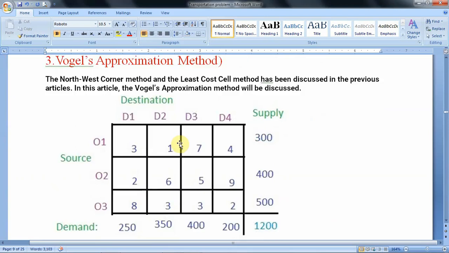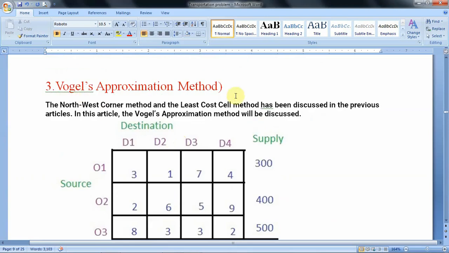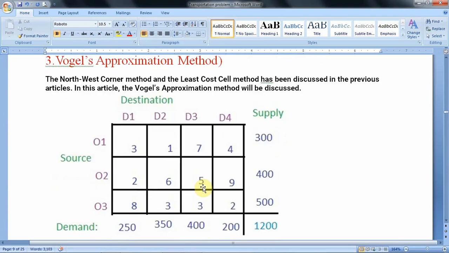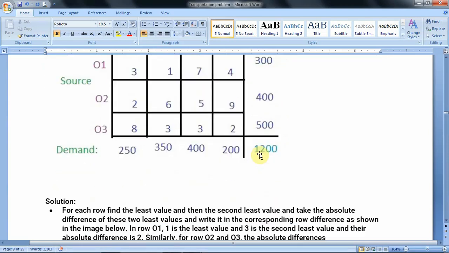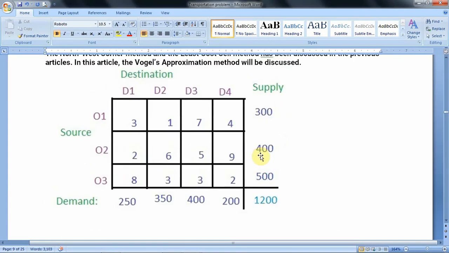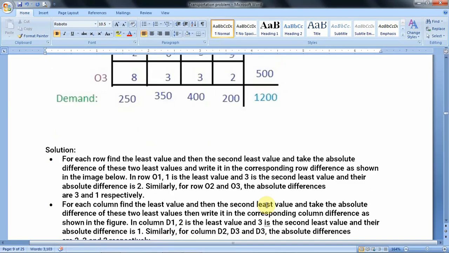Next, we go to the third method, that is Vogel's approximation method. This is also a very important method, and it is the predominant method compared to the remaining methods. So how to solve by Vogel's approximation method? This is also known as the penalty method. Now this is the same problem, and it is also a balanced type: total supply is equal to total demand.